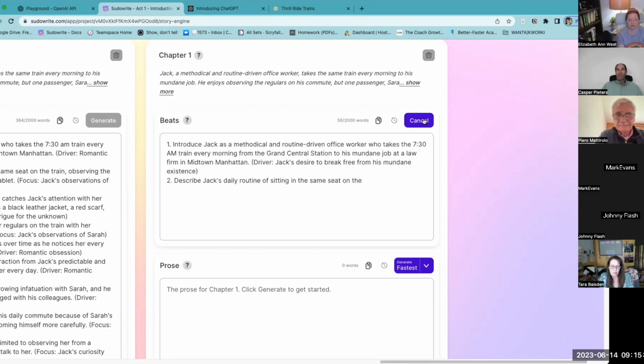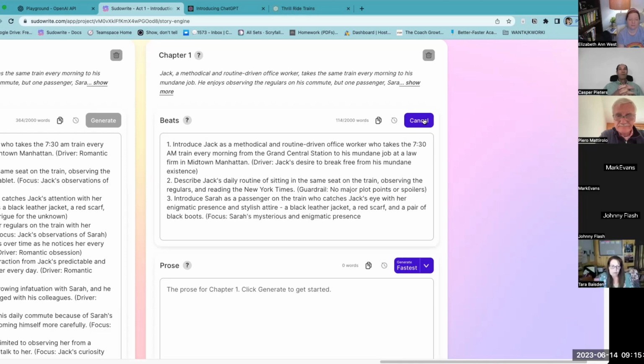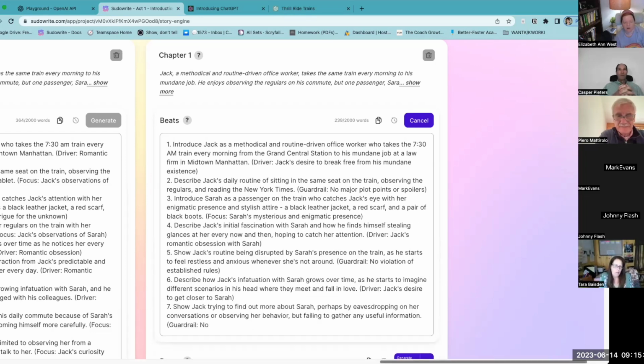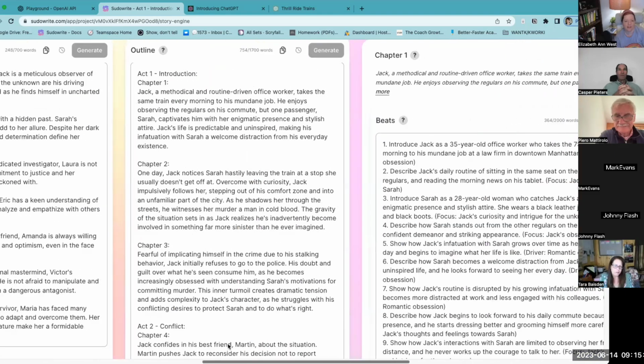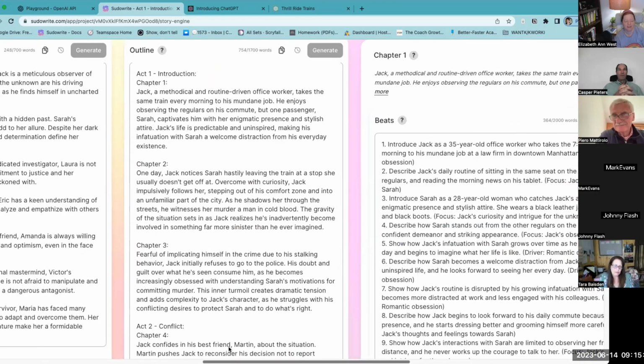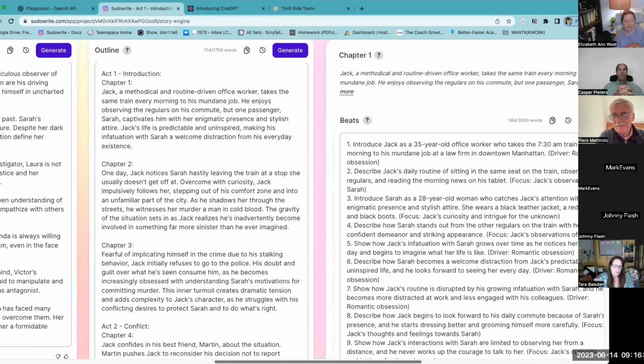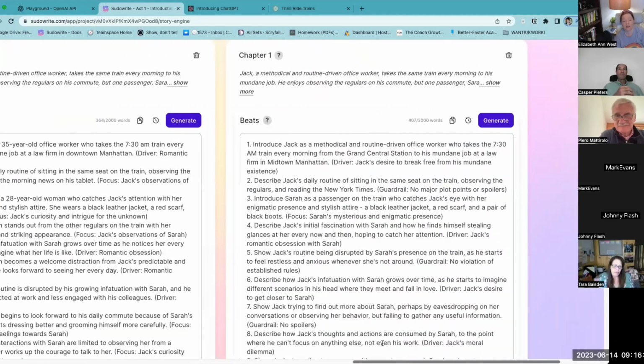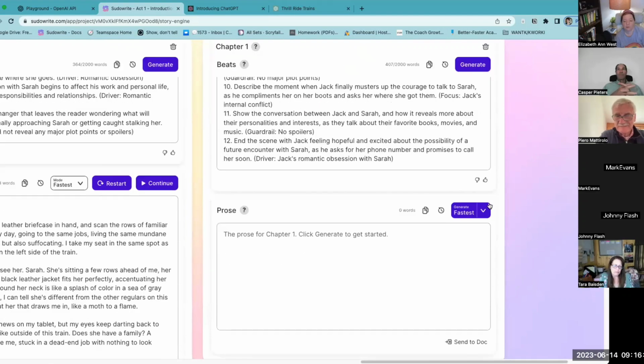There we go. So it's still kind of deciding that it's going to be Jack, and it's probably because the outline isn't generic enough. Yeah, the outline is all about Jack. So we've noticed one problem here. Your outline basically has to be just the facts of what happens. Let's see if it writes from Sarah's point of view.